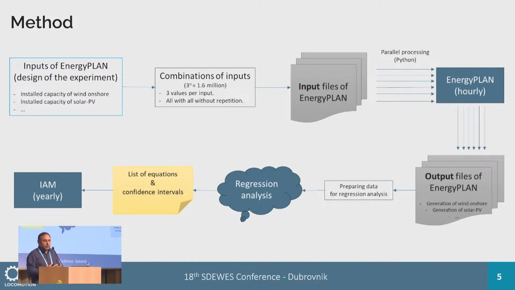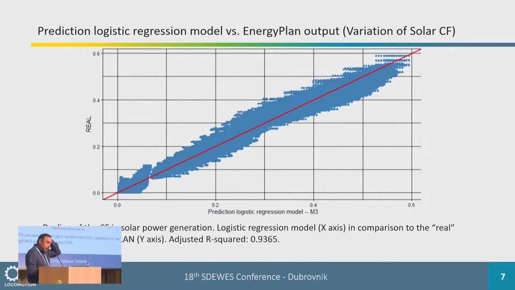So finally, we use a regression function that is able to represent more or less what is happening with all the alternatives. And in this case, this is one of the results. In the X, you can see the prediction of the model. And here are the real output from the EnergyPLAN software. So in theory, the red line, just in the middle, should be the perfect fitting of all the data.